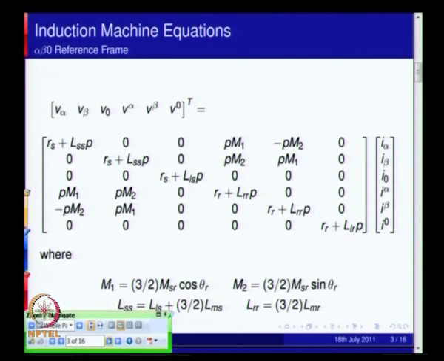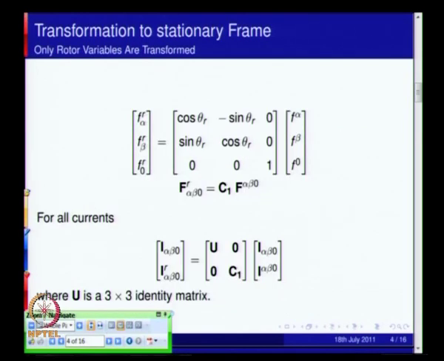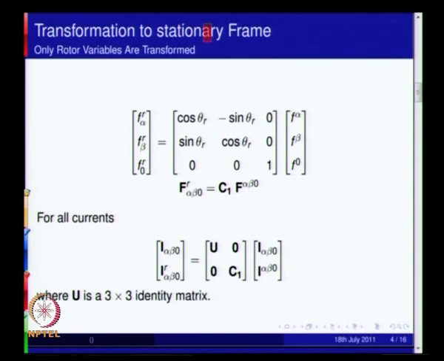So, what do we do? We then transform to the stationary frame. In this, only the rotor variables are transformed, the stator is already stationary, there is nothing further that needs to be done. The rotor on the other hand is rotating, and if you make that stationary, then all MMF sources are stationary with respect to each other, and therefore the impedance description is not likely to have terms that are varying with respect to the rotor angle.